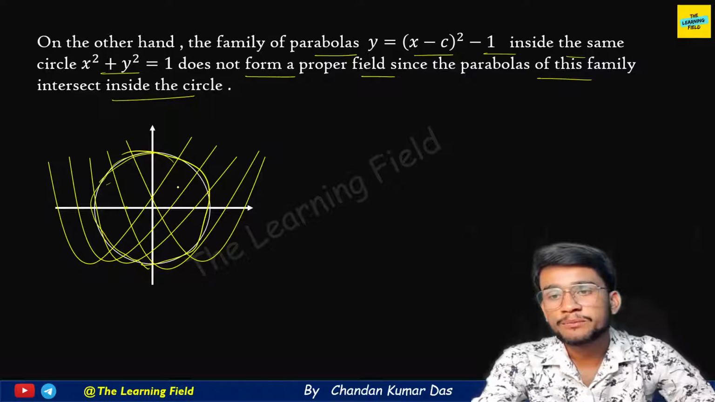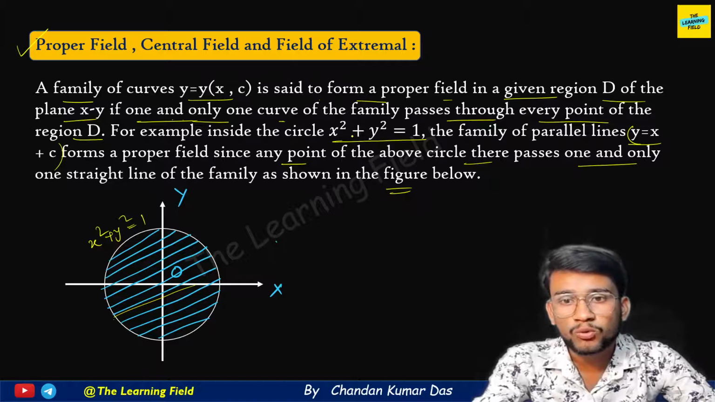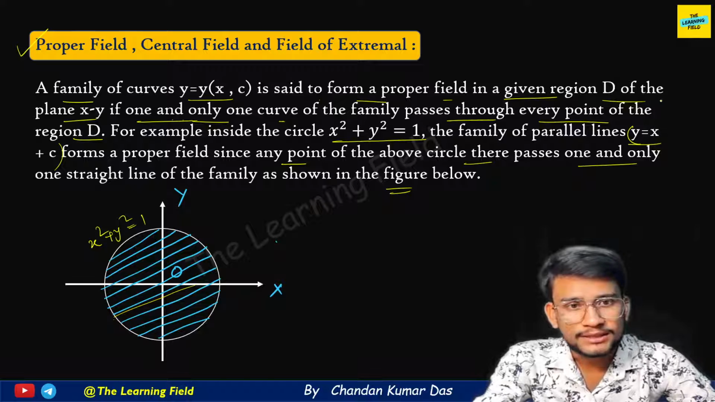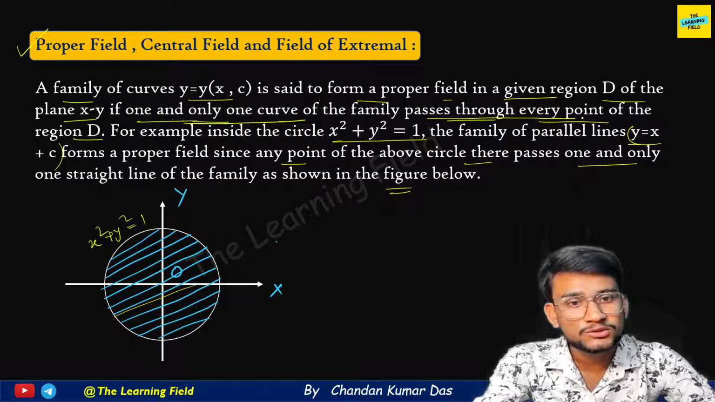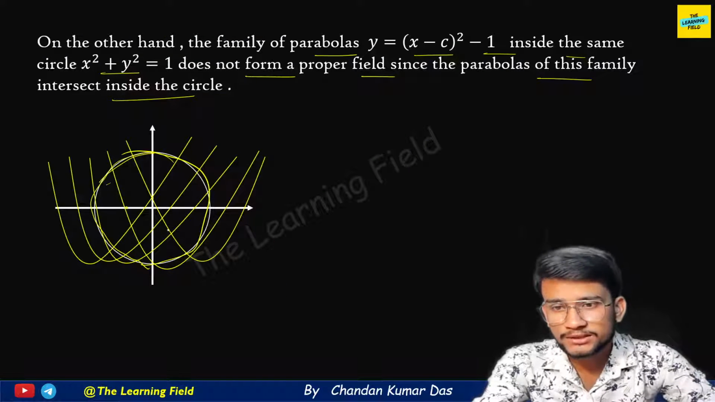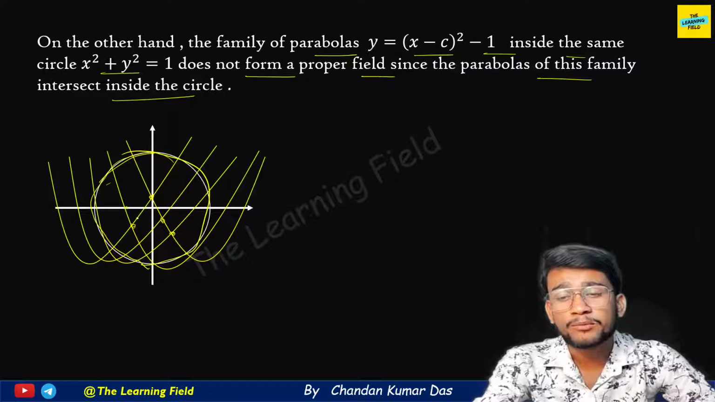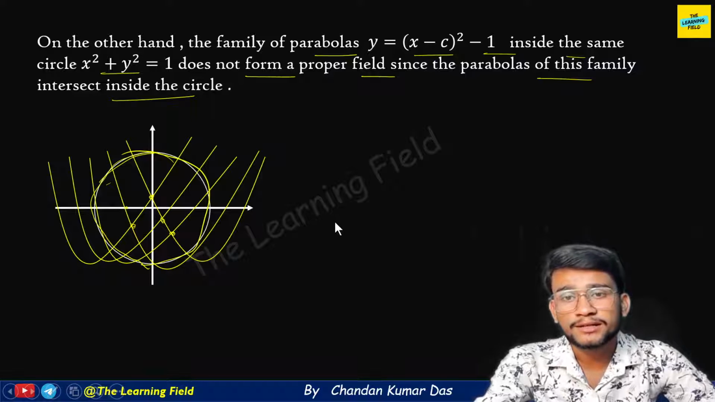So that means if there is a family of curves which are parallel and only one curve passes through each point, it is a proper field. It says that in the region D of the plane xy, one and only one curve of the family must pass through every point of the region D. But here these parabolas are intersecting each other, and these intersection points are points of the parabolas, even apart from the circle's points. That's why this is not the case of a proper field.